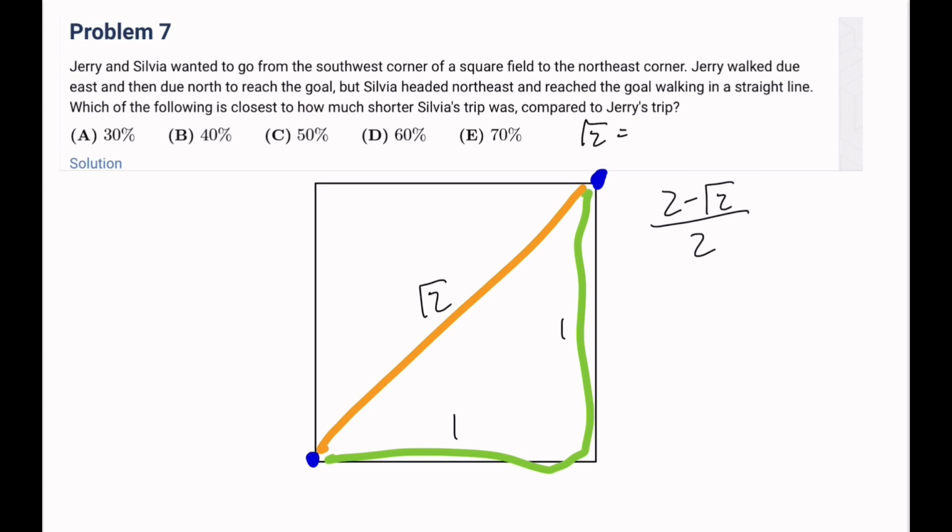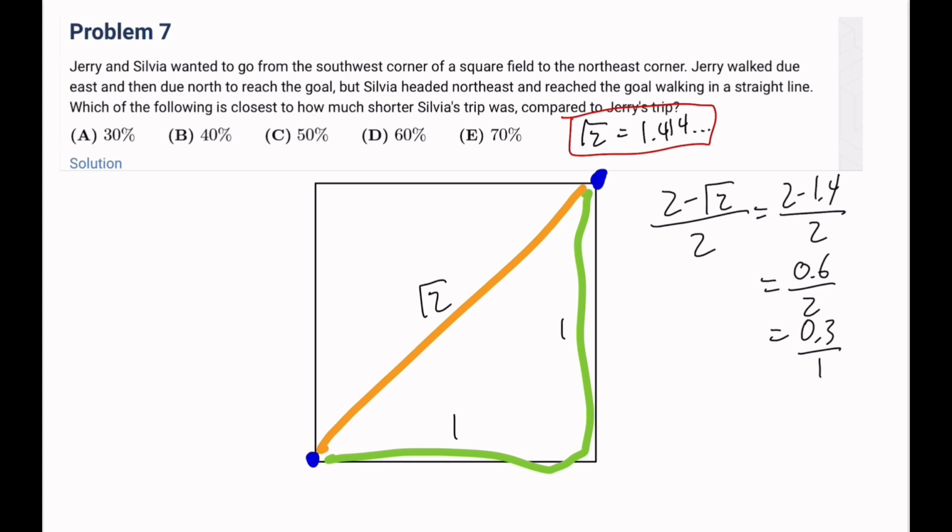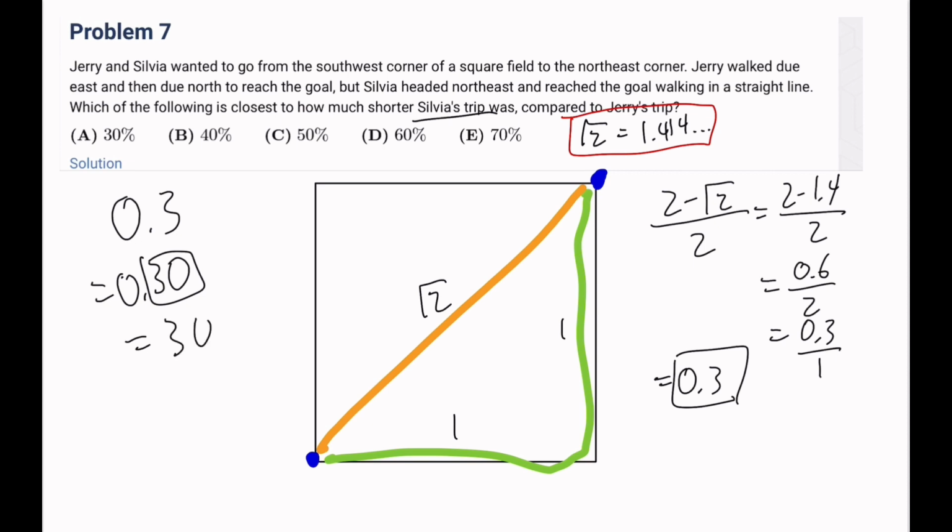And we know that root 2 equals 1.414 something, right? And if you don't know this, you have to know this to answer this question, so memorize it. And so let's say that root 2 is something like 1.4. This is 2 minus 1.4 over 2. This is 0.6 over 2, which is 0.3 over 1. And so this is 0.3, so Sylvia's trip was 0.3 shorter than Jerry's trip, and 0.3 equals 0.30. Right, so this is 30%. So the answer is A.